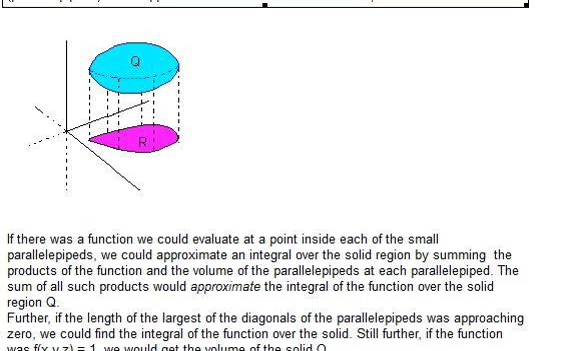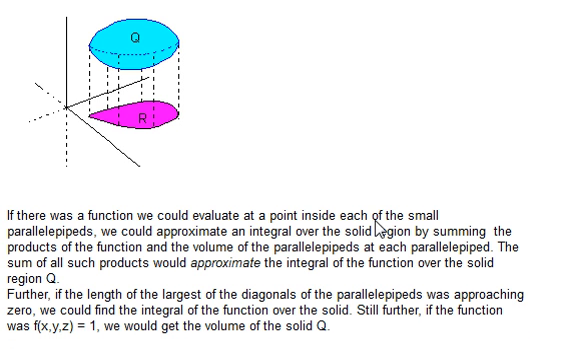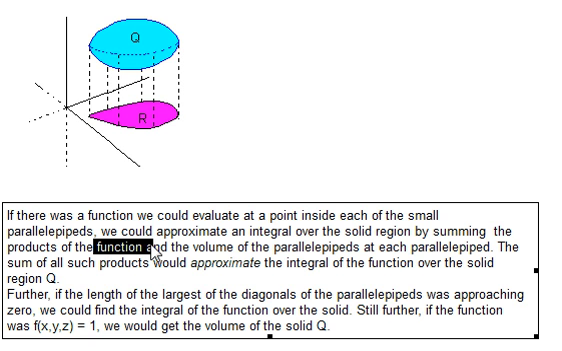So if there's a function we could evaluate at a point inside each of these small parallelepipeds, if you want to call them rectangles you can, rectangular solids I guess would be a better word, then we can approximate an integral over the solid region by summing the products of the function evaluated at some point in each solid and the volume of each parallelepiped. The sum of all those products would approximate the integral of the function over the solid region Q.